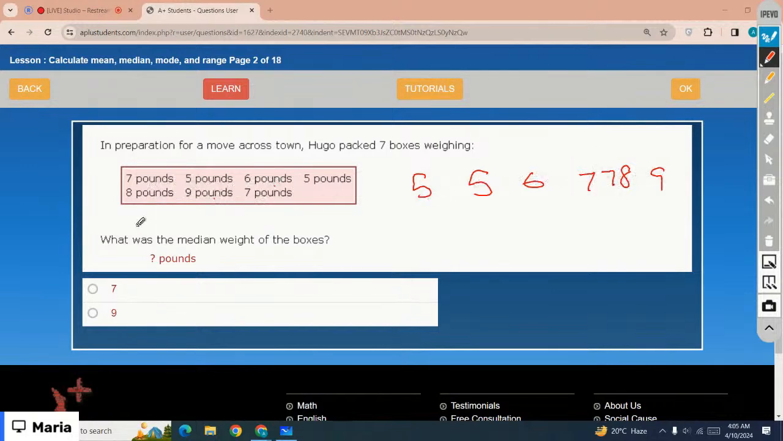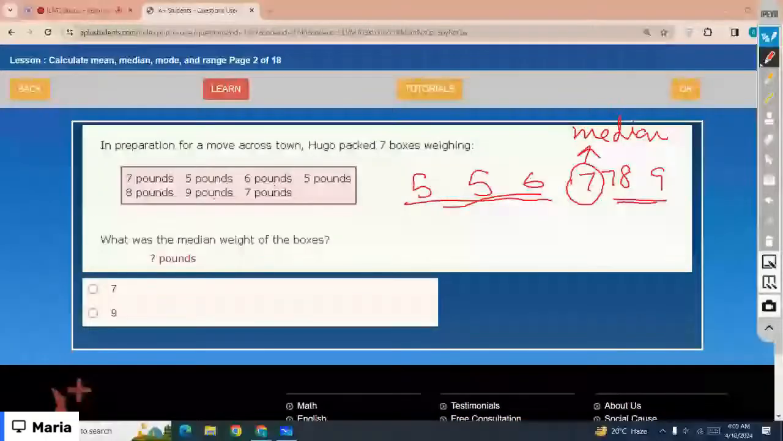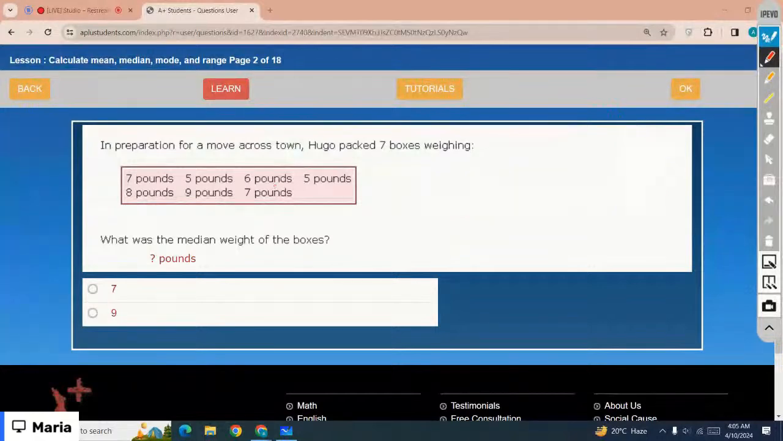Now you have to find exactly the middle number. You have 3 numbers on this side and 3 numbers on this side. This is exactly the middle one, that is known as the median. So the median is 7. The median is the middle number. You have to arrange the numbers and then find the middle one. The correct option is 7, because the median is 7.